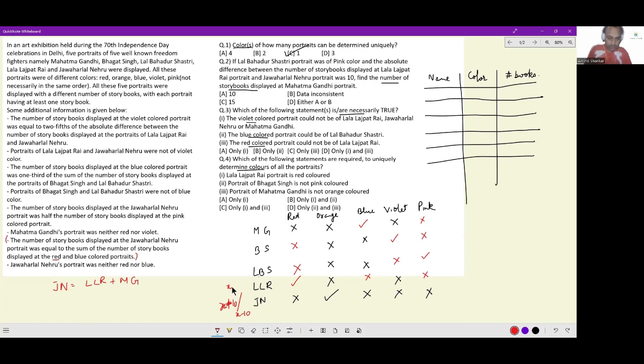Now, if Jawaharlal Nehru was x minus 10, Lala Lajpat Rai would already be greater than that. So that is not possible. The only way it works is if Jawaharlal Nehru is x plus 10. So if he is x plus 10 and Lala Lajpat Rai is x, the number of books available with Mahatma Gandhi, the blue colored portrait, has to be 10. And therefore, the answer to this question has to be option A.